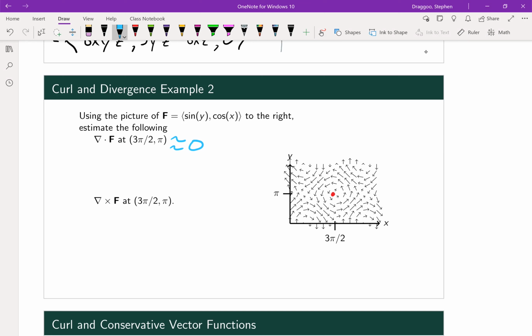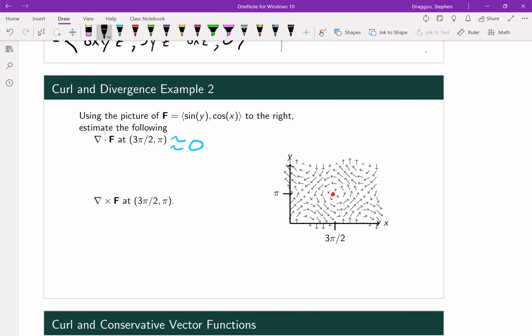Next, we'll take a look at the curl around that point. Since this whole field exists in the xy plane, if we take the curl at any point in this plane, we know that the curl should be normal to the vector field at that point. So it should point perpendicular to whatever plane the vector field is in at the point in question. So our curl should point in the z direction, since that would be normal to the xy plane.